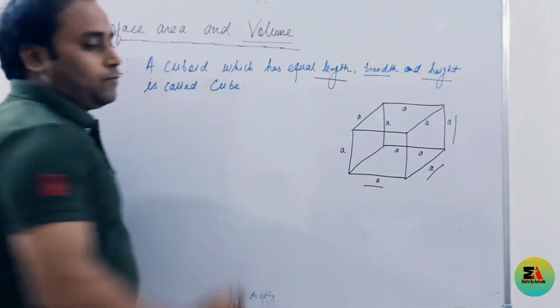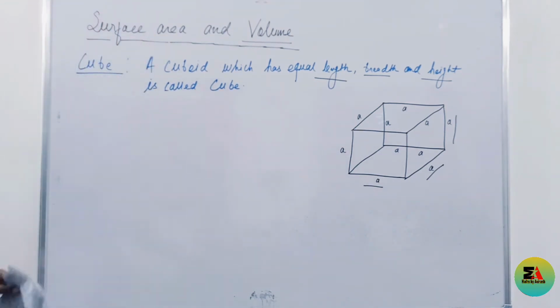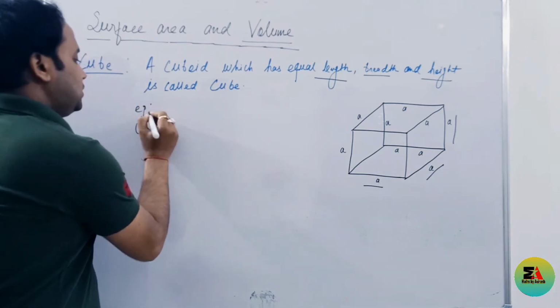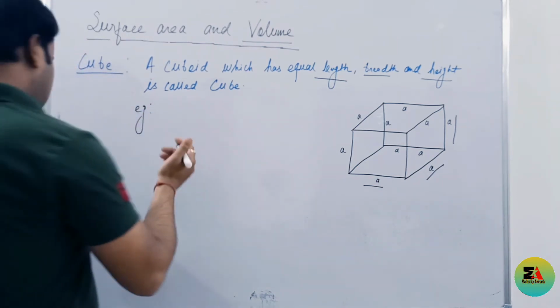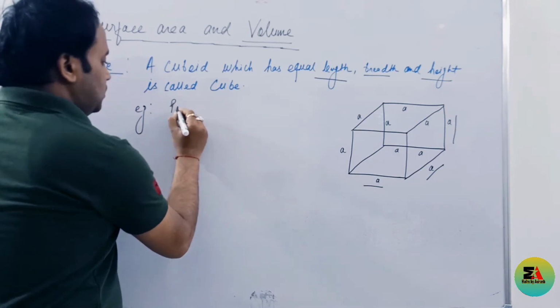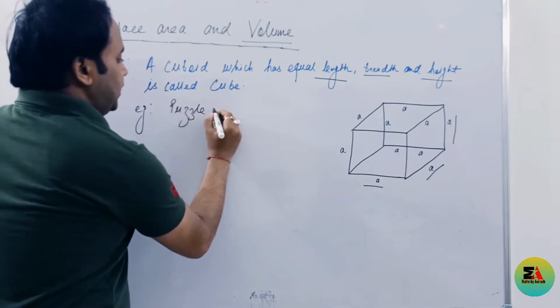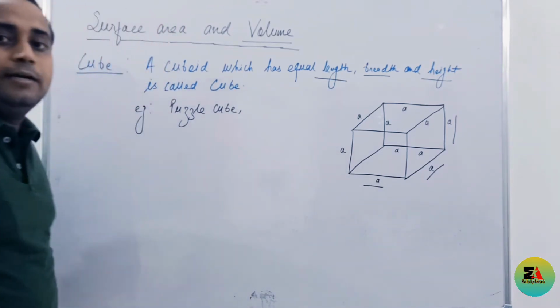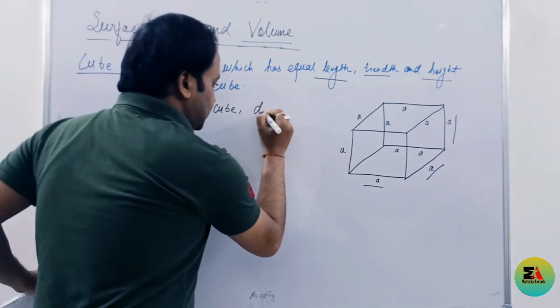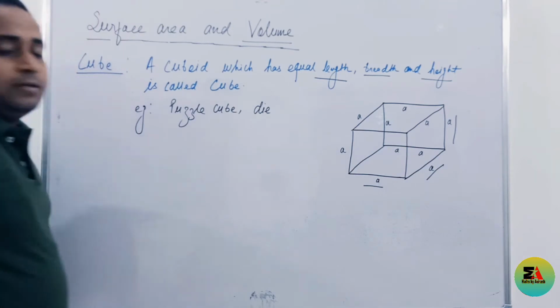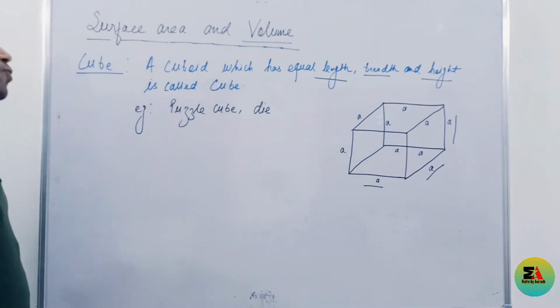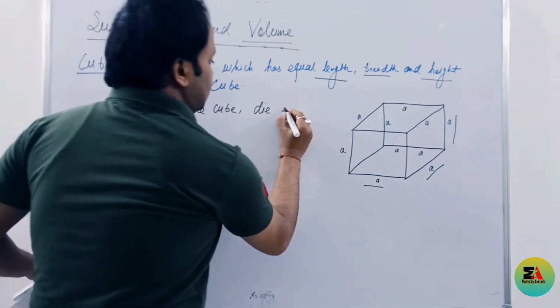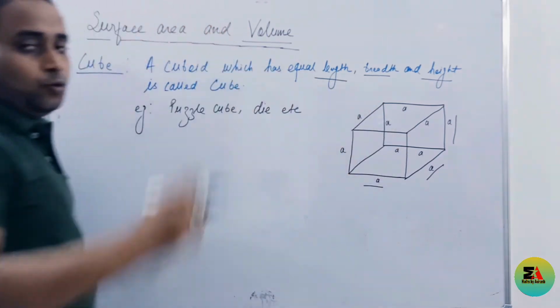Some examples of a cube: we see many examples, like a puzzle box or puzzle cube, which has different colors but the shape and size are equal to each other. Same as dice. These are dice, or die is also called. These are the examples of a cube.